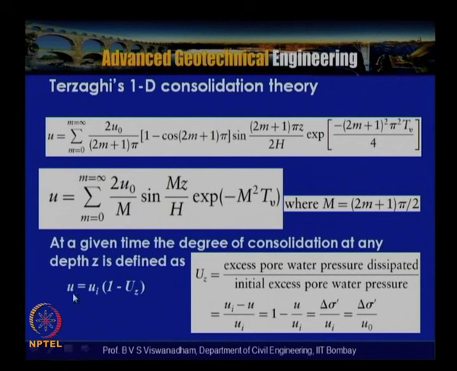By knowing U_z at any point, at any level, we can construct the isochrone for a given time. If you are having U_z, then we can find out u is equal to u_i into (1 minus U_z).